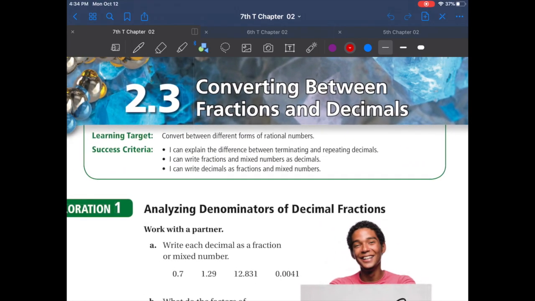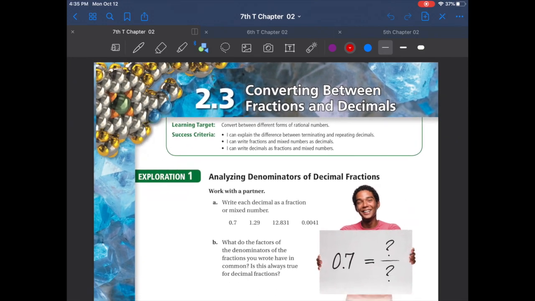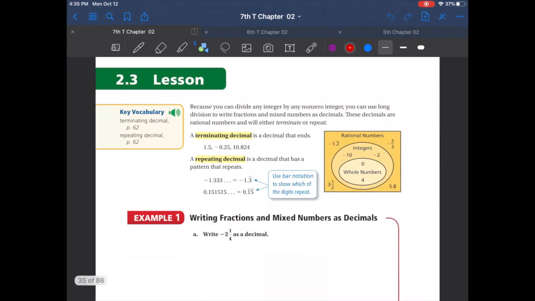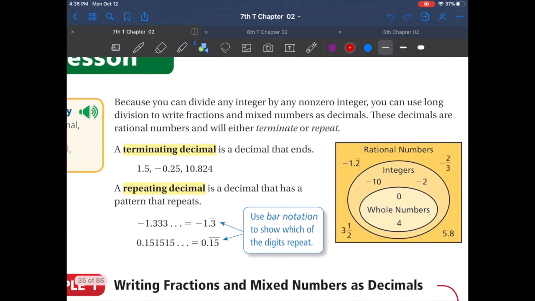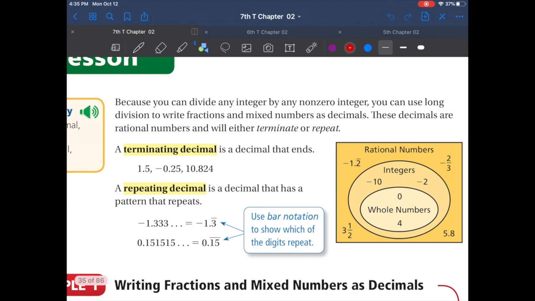Hello everybody, in this lesson we are on chapter 2, lesson 2.3, converting between fractions and decimals. By the end of this lesson you should be able to convert between different forms of rational numbers, explain the difference between terminating and repeating decimals, write fractions and mixed numbers, and then write decimals as fractions and mixed numbers. Okay? So, first things first, let's see what is what.